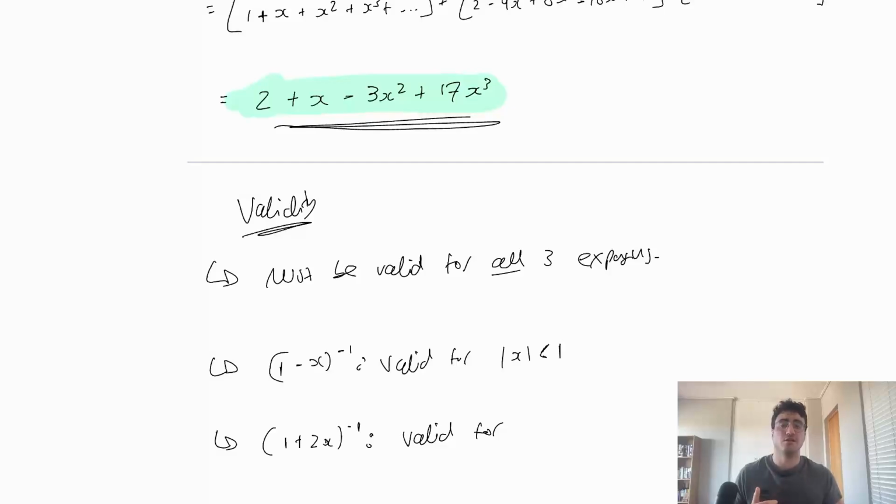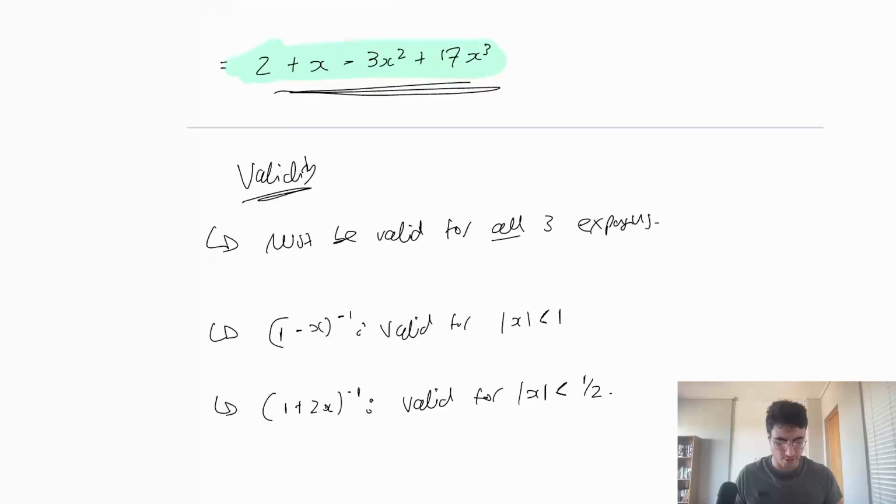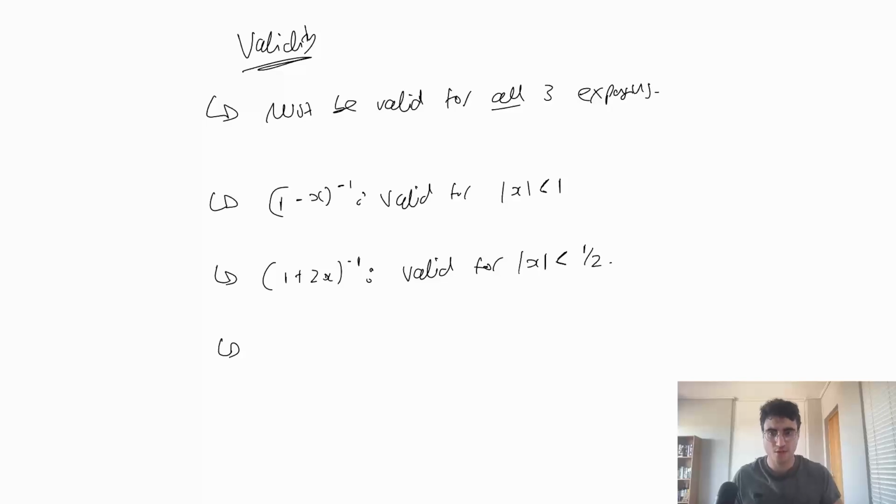Okay, next for 1 plus 2x, that's going to be valid so long as the absolute value of x is smaller than a half. Why? Because again, we equate this to 0. That tells us that 1 plus 2x must be smaller than 0. We equate it, we get the absolute value here, right? And the same thing for the other one.